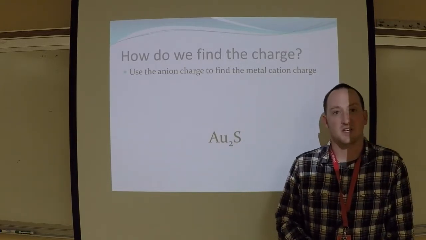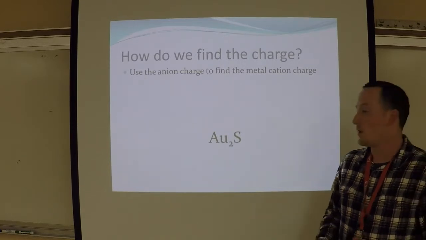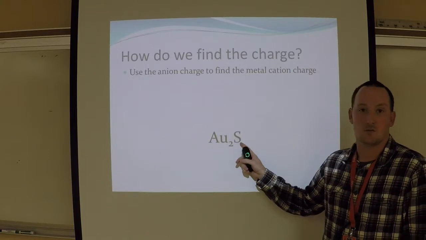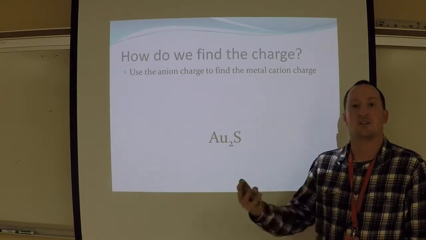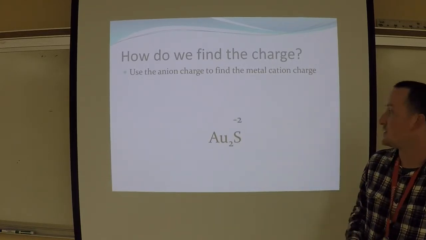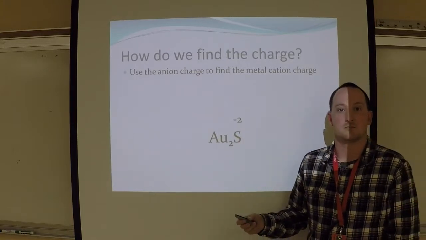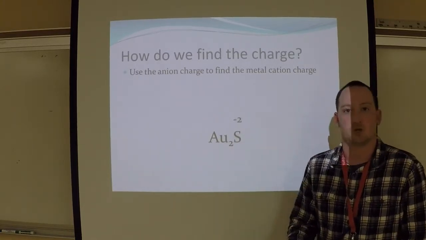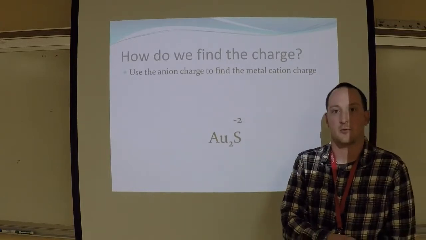Sulfur is in the 6th column, or 6A, which means it wants to gain 2 electrons. So in order for sulfur to react with gold, it's going to have to gain 2 electrons, which means its charge has to be -2. Okay, so we know that sulfide has to be a -2 charge because of where it is on the periodic table.